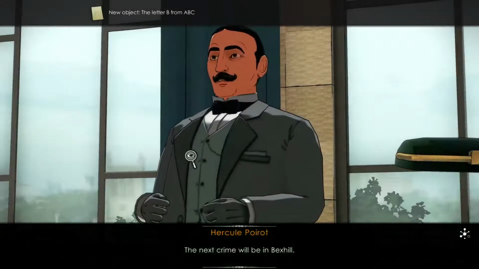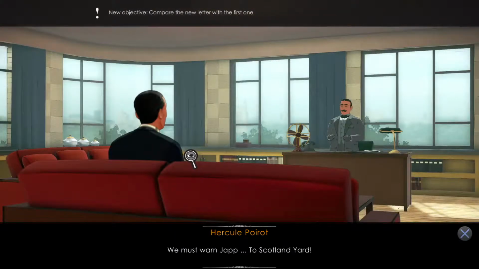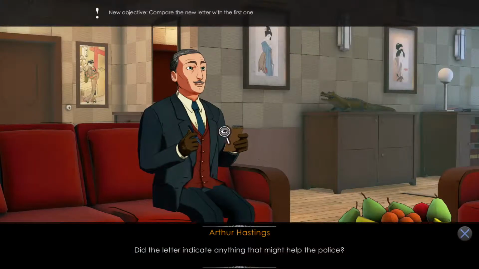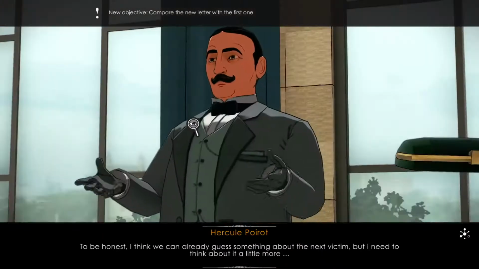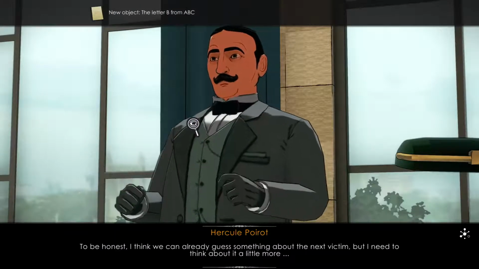The next crime will be in Bexhill. We must warn Jap to Scotland Yard. Did the letter indicate anything that might help the police? To be honest, I think we can already guess something about the next victim. But I need to think about it a little more.